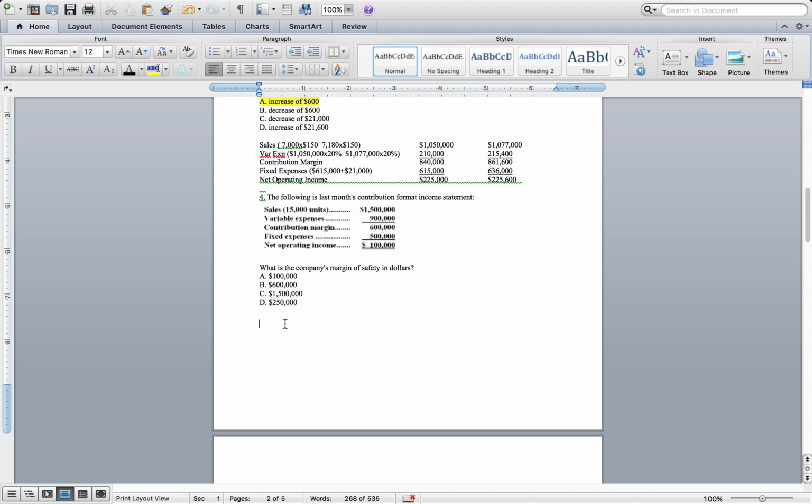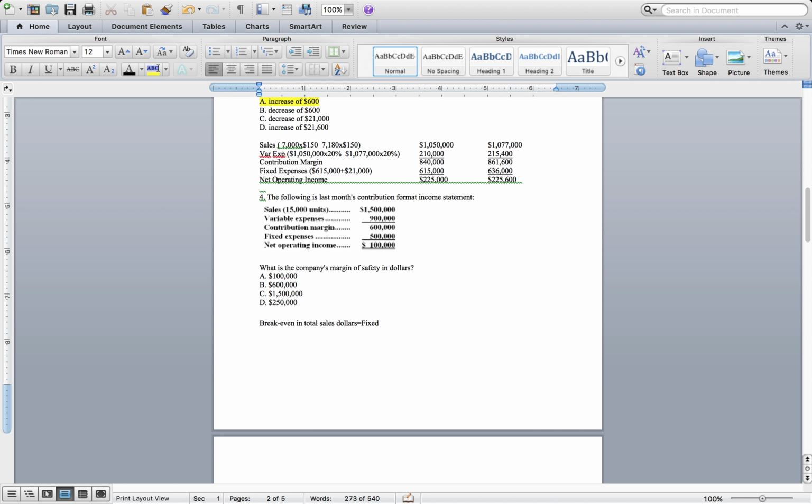Next one now. The following is a list of last month's contribution income statement. What is the company's margin of safety in dollars? So we can get our margin of safety in dollars. Remember, the first thing you want to calculate is your break even in total sales dollars.